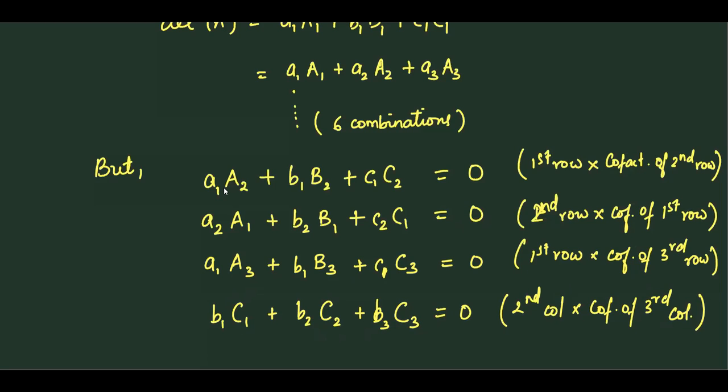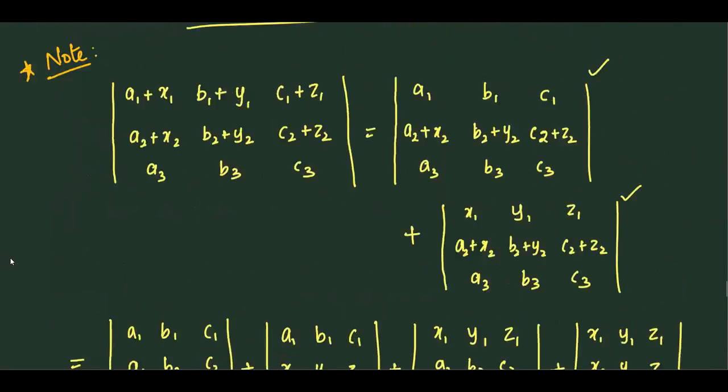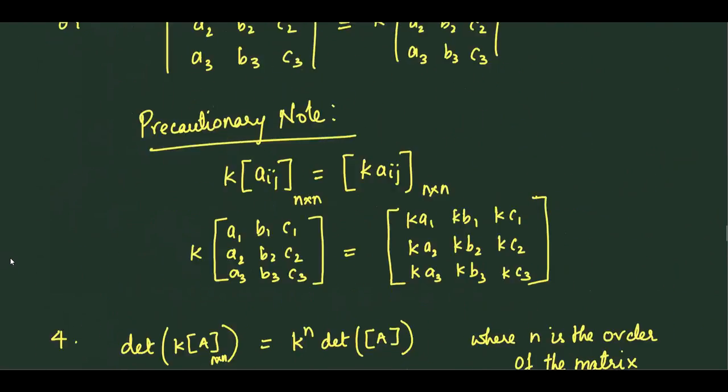Okay, so we'll stop here. There are a few more properties. Once these properties are done, then we can solve problems. These are important properties of determinants. So 9 properties, and a few more are there.